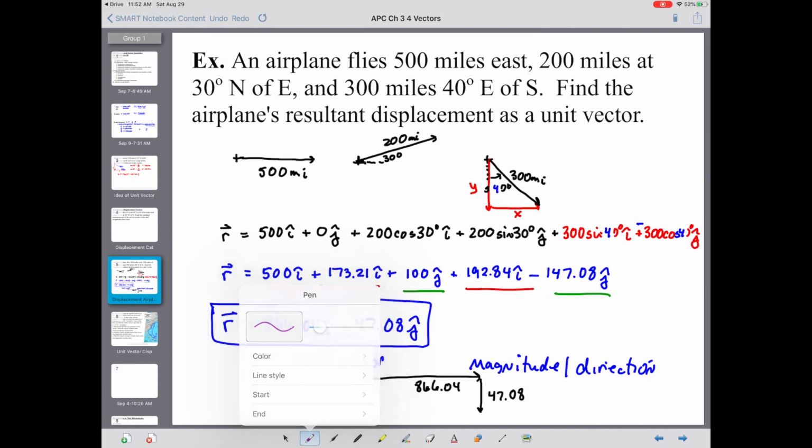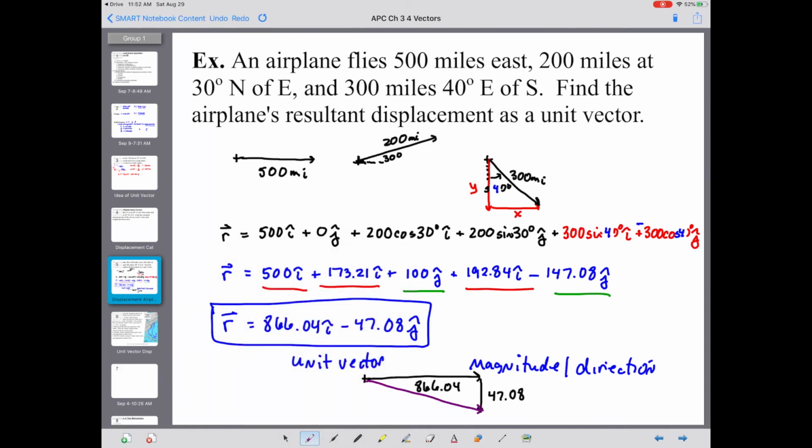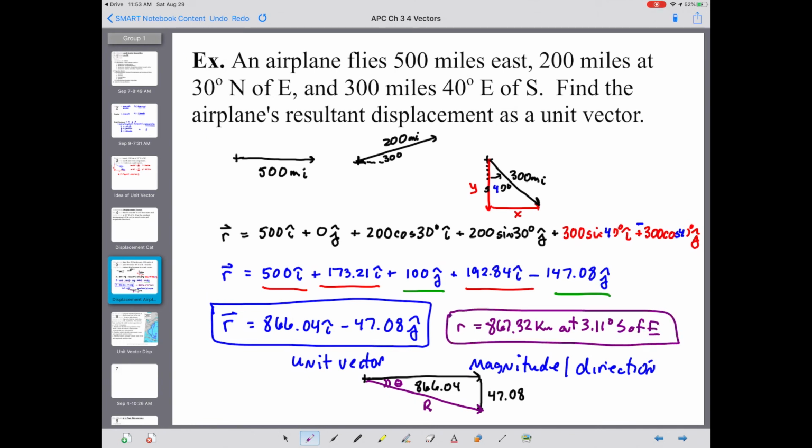So then our resultant here would be right across there. And the angle we would need to find using a tangent of theta would be that angle I just marked, theta. So when you do Pythagorean theorem and then tangent of theta, you could also express the answer as 867.32 kilometers at 3.11 degrees south of east. Both answers are correct. They are just written in different forms.